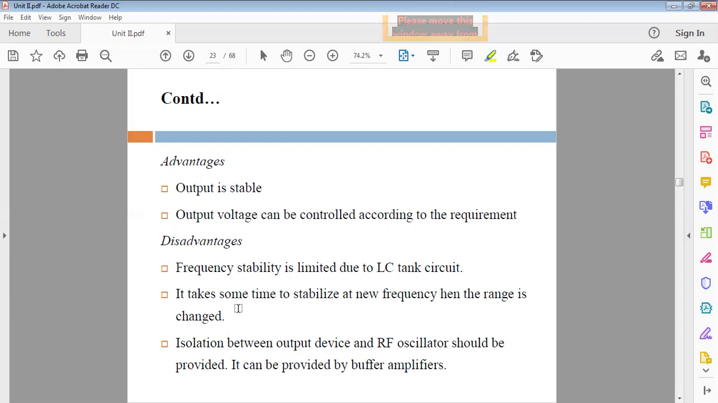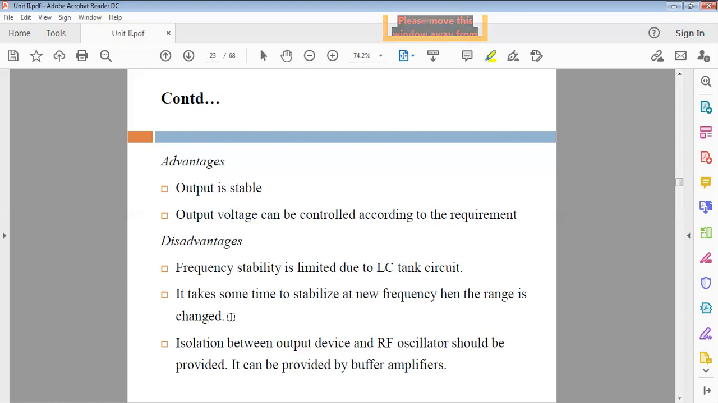That is, it takes some time to stabilize to a new frequency whenever we are changing the range. Whenever the frequency range is changed, it won't respond immediately. It takes a certain amount of time to stabilize to the new change in the frequency. So we use regulated power supplies to provide the frequency stability and overcome this drawback.